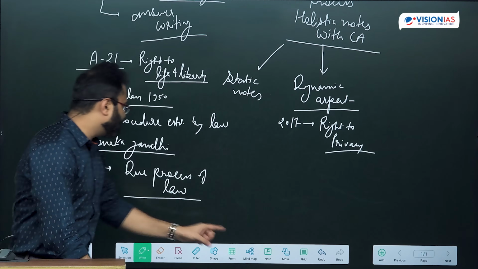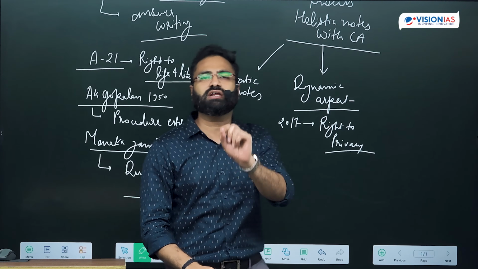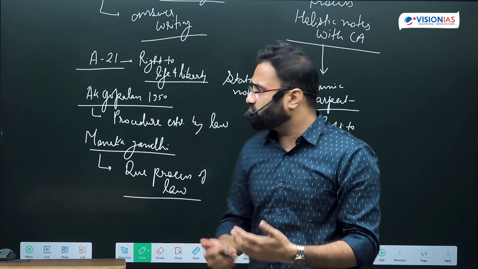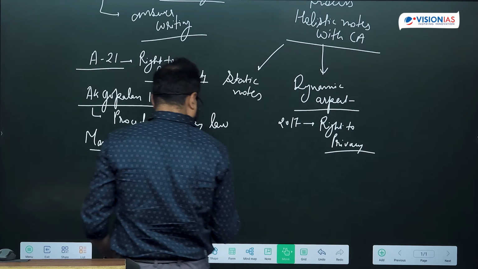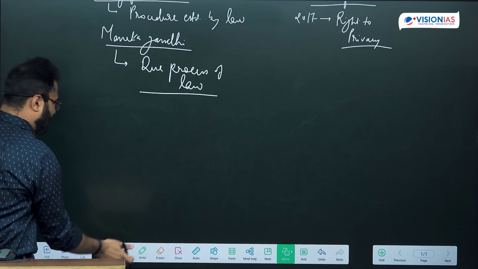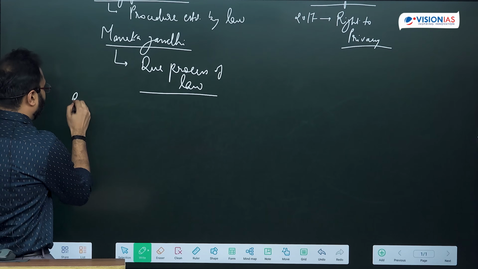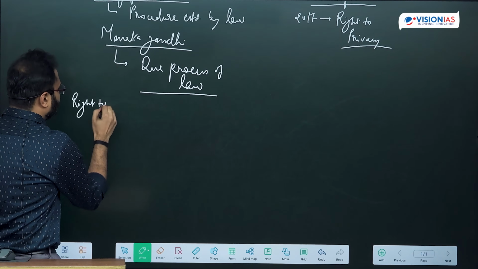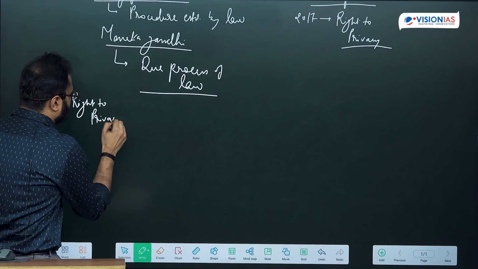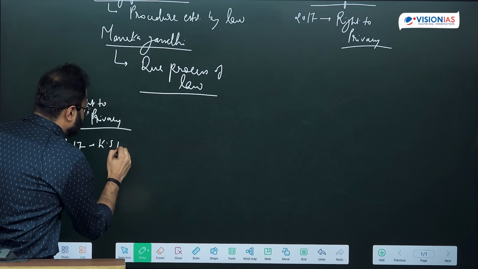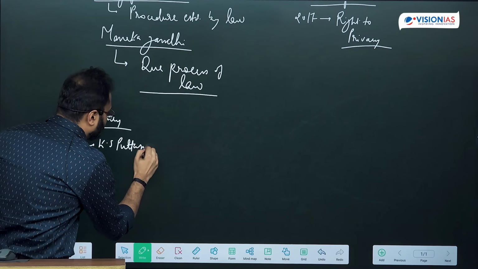Now from which particular Supreme Court judgment did this interpretation come? Through the K.S. Puttaswamy case. So now include this in your notes. There will be multiple interpretations, so divide it into multiple boxes. For example, right to privacy. Here you can write 2017, K.S. Puttaswamy case.